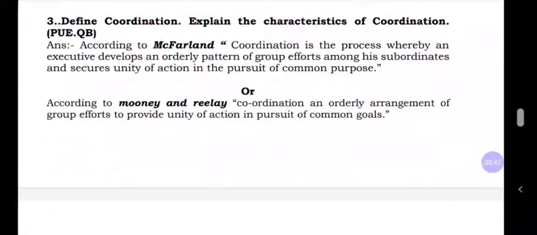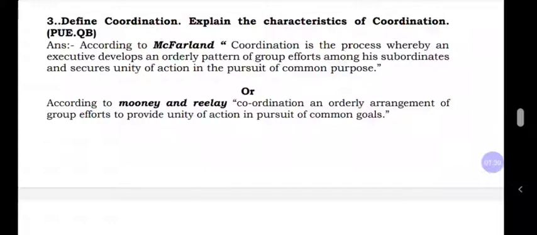Now coming to define coordination. Here we have 2 definitions. Whichever is easy to learn, you can write that one. When we write a definition, it should have the author's name and what the author has given about that particular concept. The first definition is according to McFarland. According to him, coordination is the process whereby an executive develops orderly pattern of group efforts among his subordinates, and secures unity of action in pursuit of common purpose.